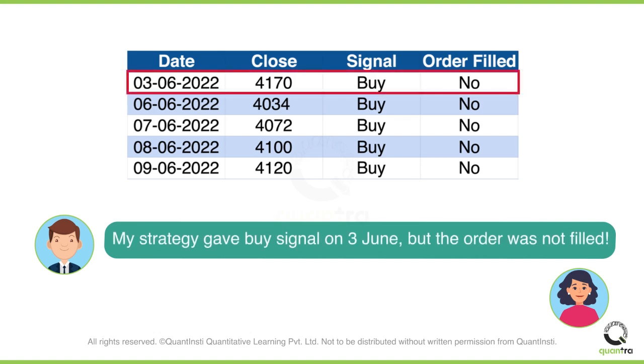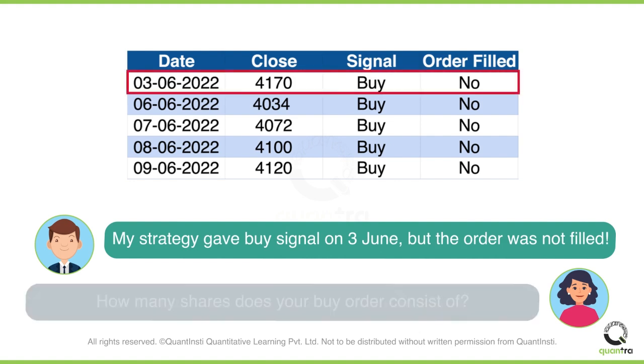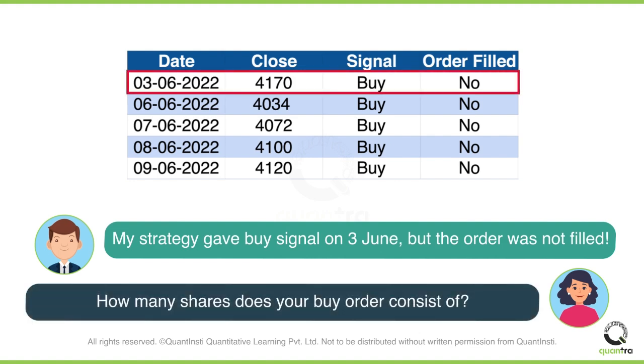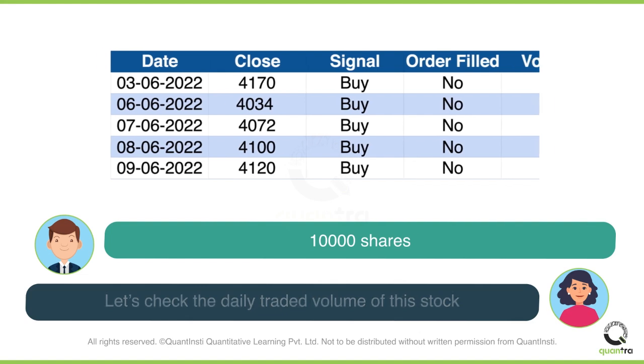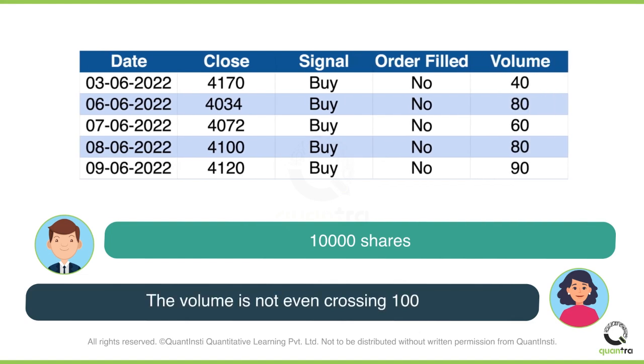John tells Sophie that on the 3rd of June, this strategy had given a buy signal, but the order was not completely filled. Sophie asked John how many shares does his buy order consist of. John replies that it is 10,000 shares. Sophie checks the daily traded volume of this stock and sees that the volume is not even crossing 100. She even checks the historical volume traded and the story is the same.